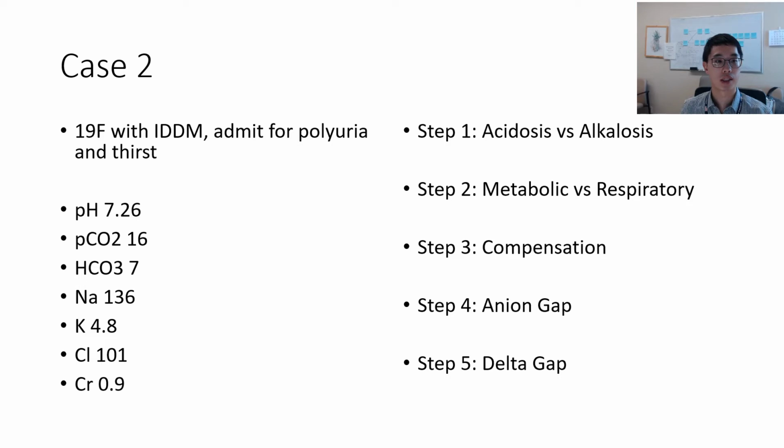Let's go to our second case here. We have a 19-year-old female with insulin-dependent diabetes mellitus. She's admitted for polyuria and thirst. This is her ABG and her chemistry panel. We have a pH of 7.26, a PCO2 of 16, bicarb of 7, and the chemistry panel showing a sodium of 136, potassium of 4.8, chloride of 101, and a creatinine of 0.9.